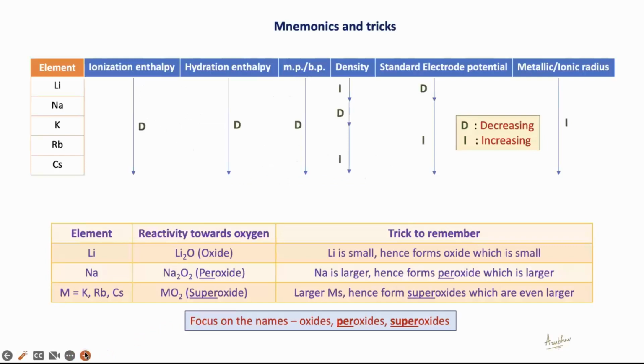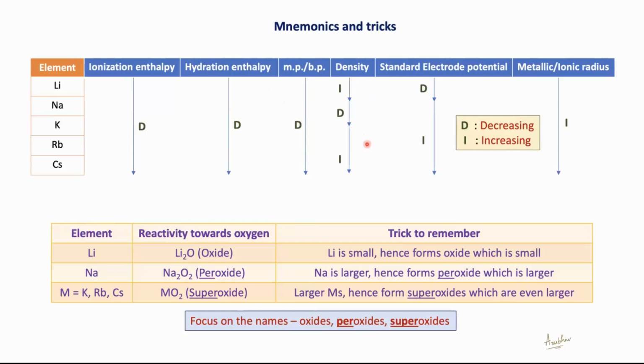Now, I'll discuss the mnemonics and tricks that will be required for you. First one is the ionization enthalpy. From lithium to cesium, you see the trend is decreasing. D stands for decreasing and I stands for increasing. Same goes for the hydration enthalpy also. From lithium to cesium, it is D. Same is also for melting point or boiling point in Kelvin. From lithium to cesium, it is decreasing.